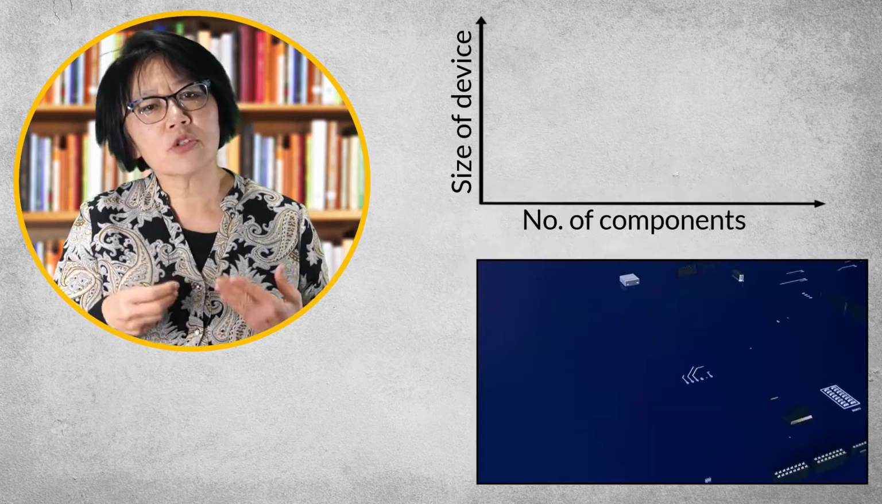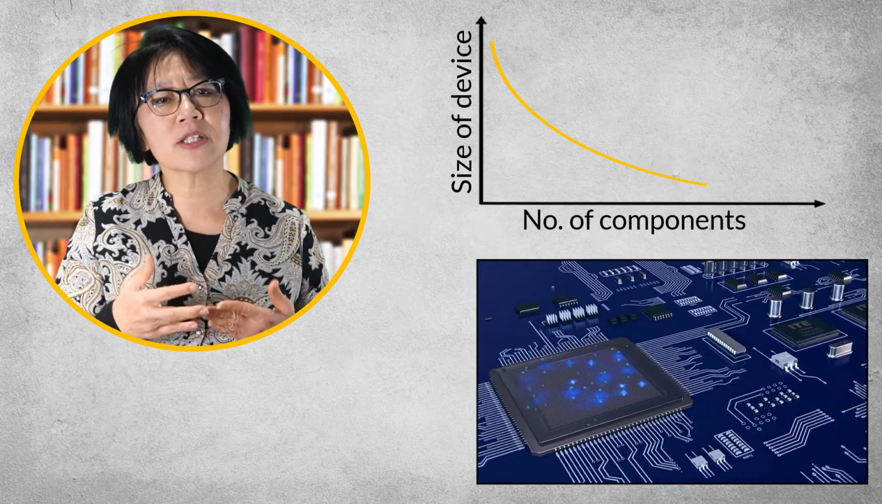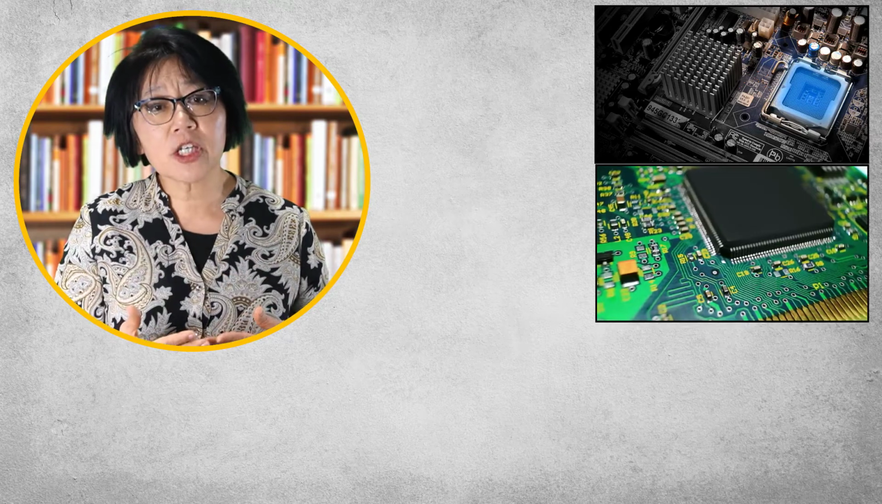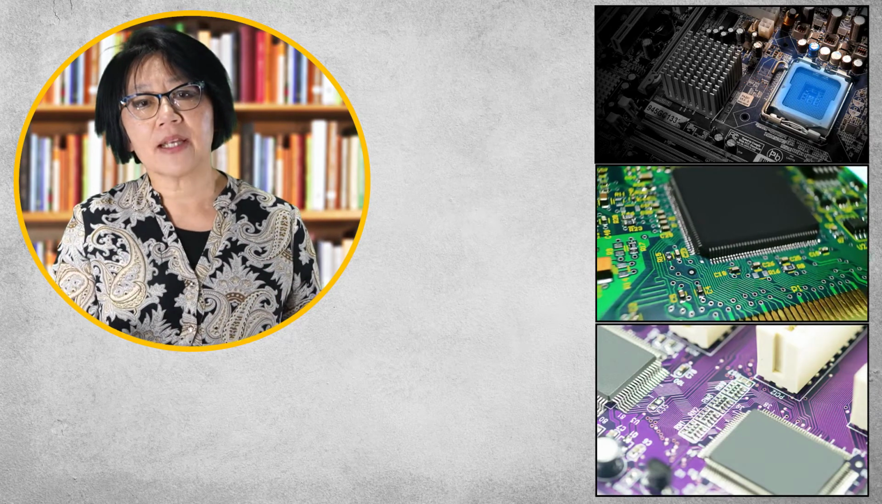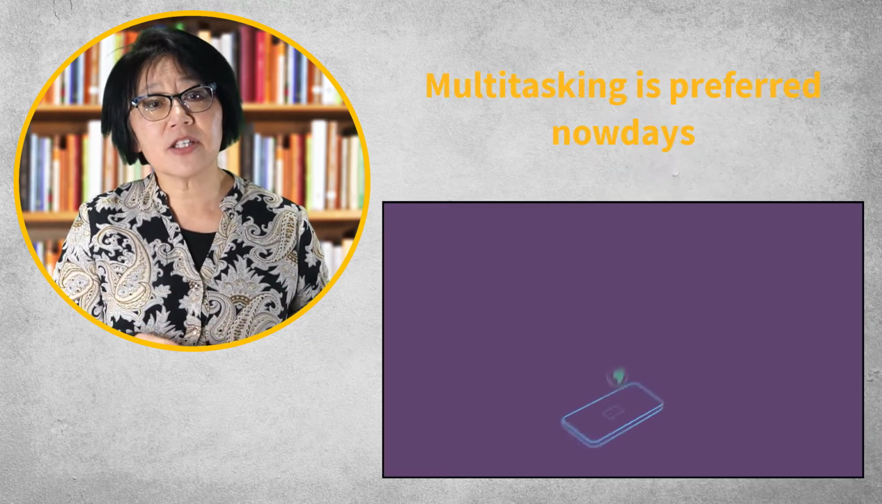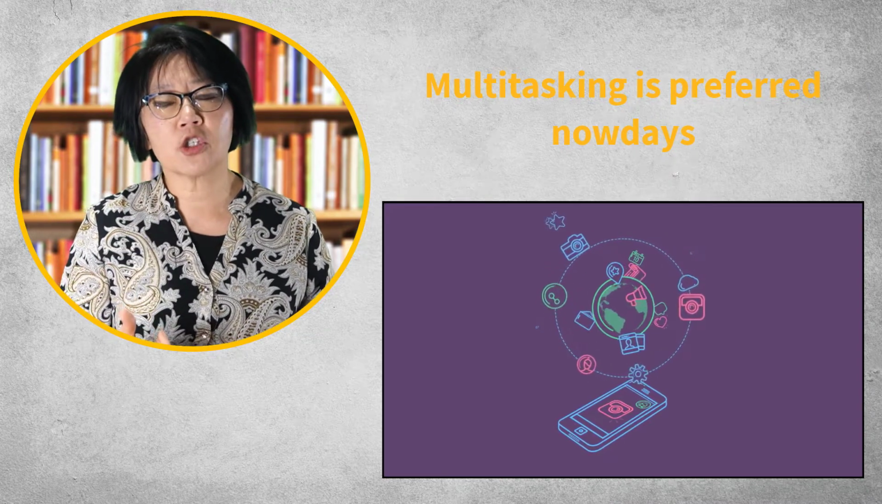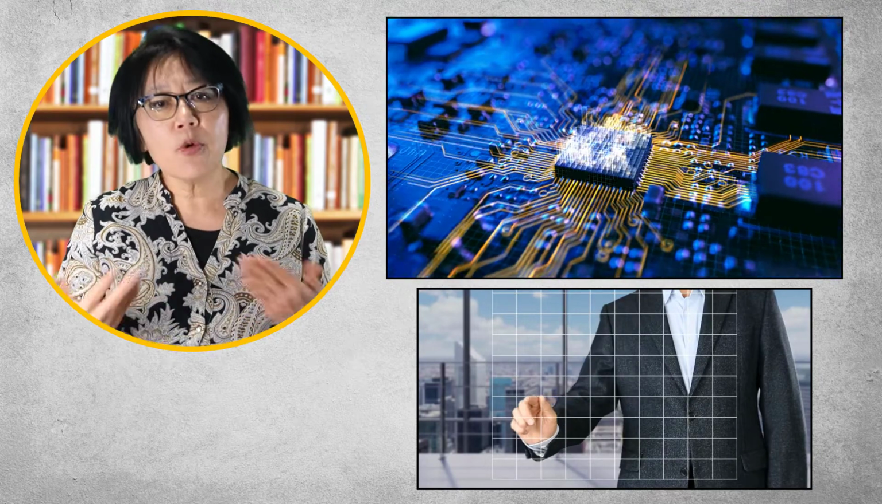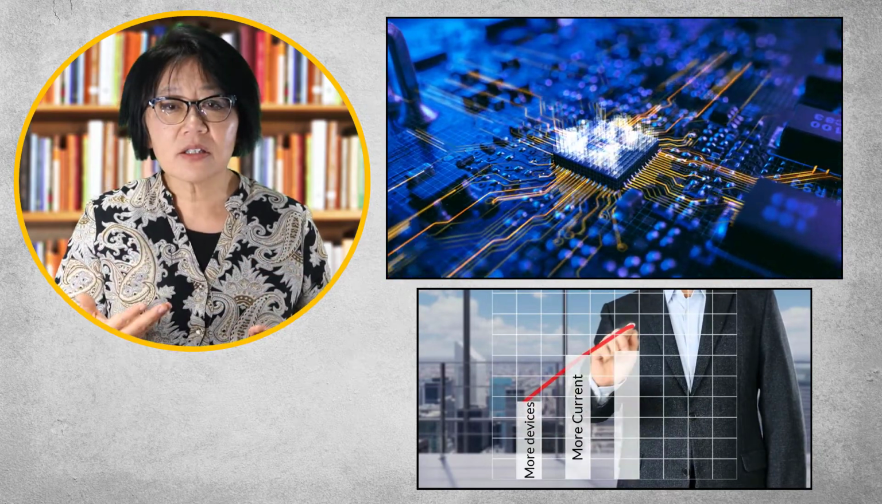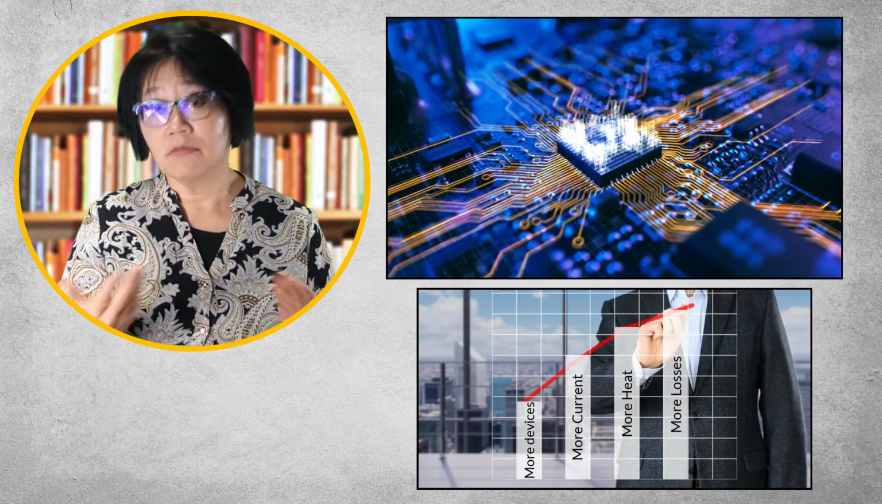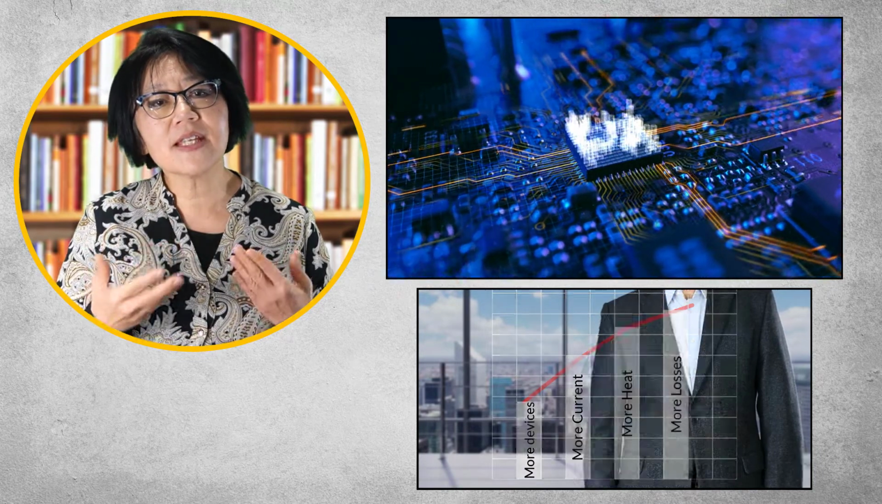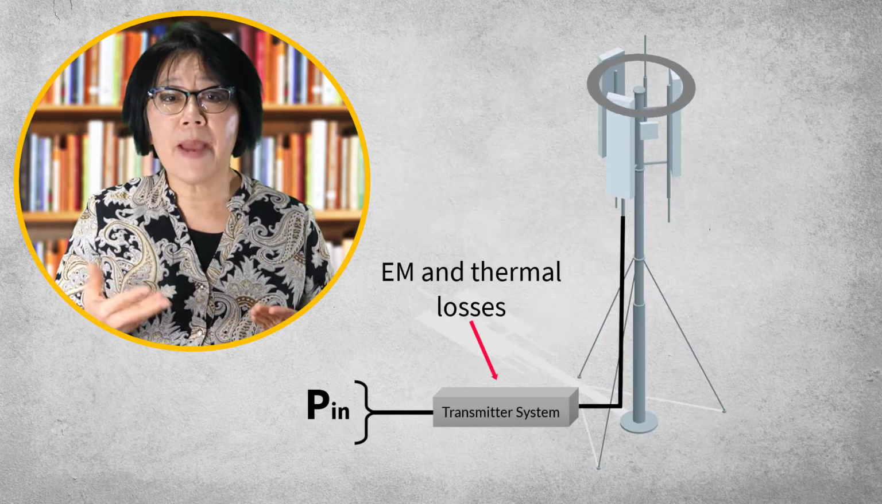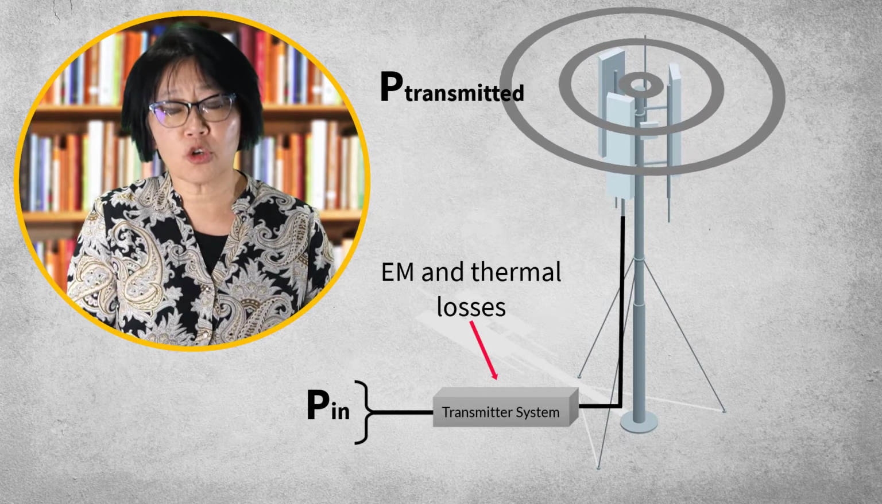A common trend is also to pack as many components into a small volume. System in a chip, system on a chip, and chip system packages. And many of these devices are also multifunctional. And to activate these devices, we need more current. And with more current, we have more heat, which can also lead to more losses. And in all of these scenarios, the transmitted power also degrades because of the thermal losses.